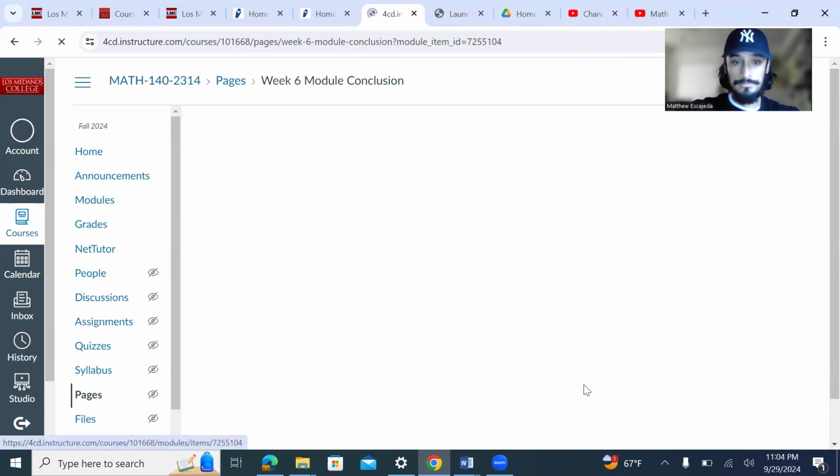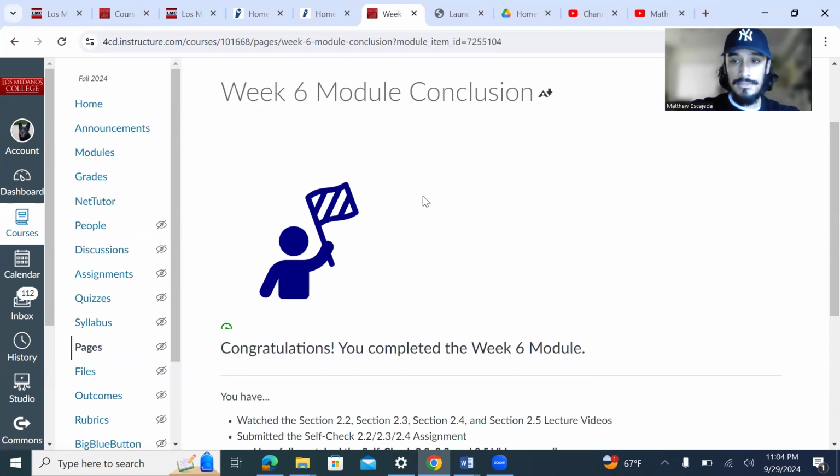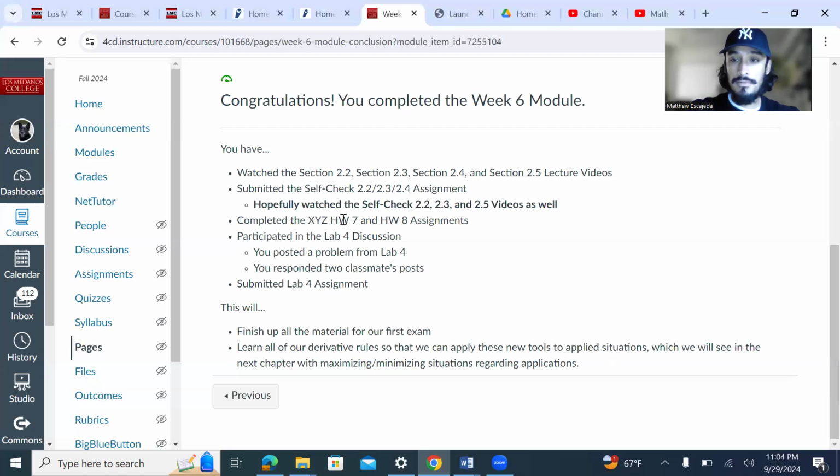So by the end of that, you should have done all these from above that we just went through. And so what is this section going to do? Well, it just finishes up all the material for our first exam. And we're just learning a bunch of new ways to take derivatives so that we can apply these to new applied situations. So one of the things that's really applied is being able to maximize and minimize situations like cost, population, some type of business production, things like that. So derivatives just really help us out with that because we're able to find maximum and minimum things. So we're just setting up the stage for that. And it's just the last bit of material for our exam, which is next week.